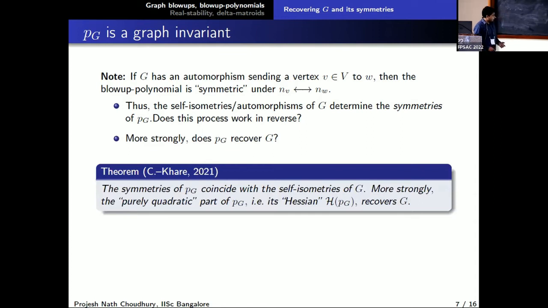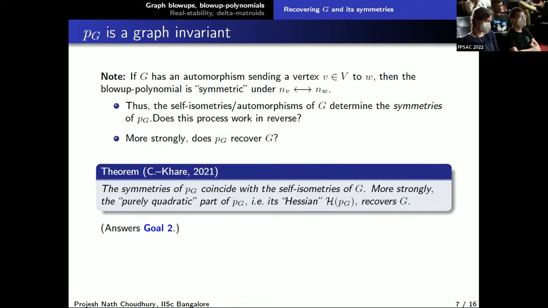The symmetries of the blowup polynomial itself coincide with the automorphisms of G, and more strongly, the purely quadratic or Hessian part of P_G recovers the graph G. So these answers are our other goal also. We now do have a nice family of graphs called blowups of graphs, whose determinant behaves nicely as a function of tuples of integers, and the determinants themselves are multi-affine in sizes, and which turn out to recover the graph G. Any questions?